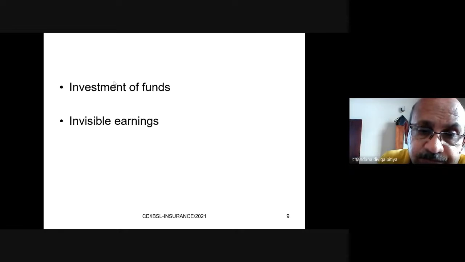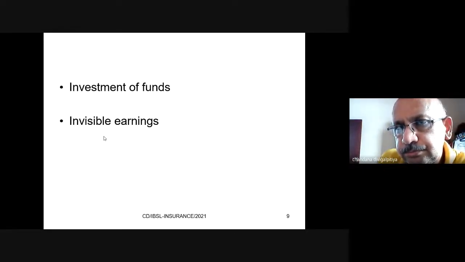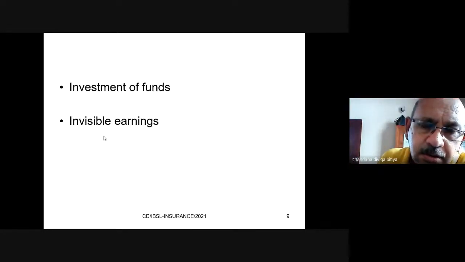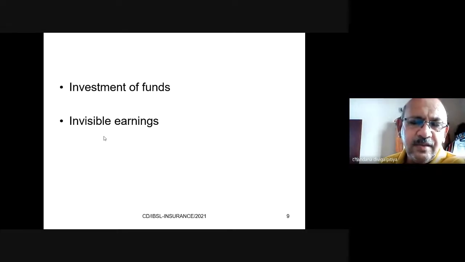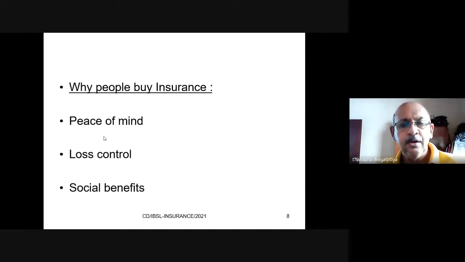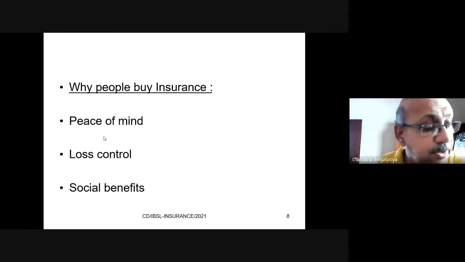Invisible earnings means this comes where, if you have a subsidiary overseas, the money sent to the subsidiaries is called invisible earnings as far as the home country is concerned, from the earnings of that company. That's possible. And when you send it to your local company in Sri Lanka, it's an invisible earning. So just put a note on each area.